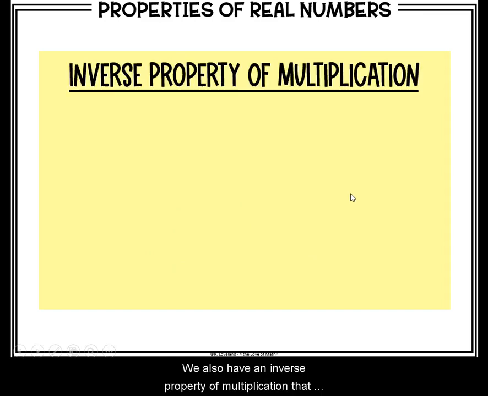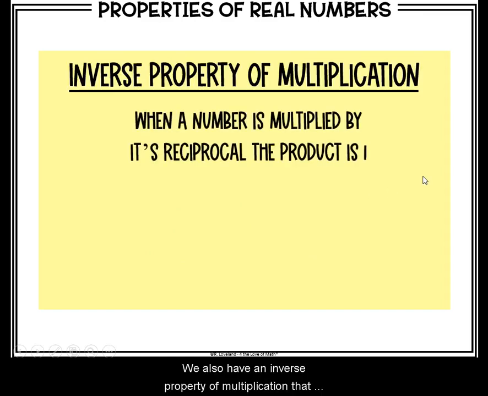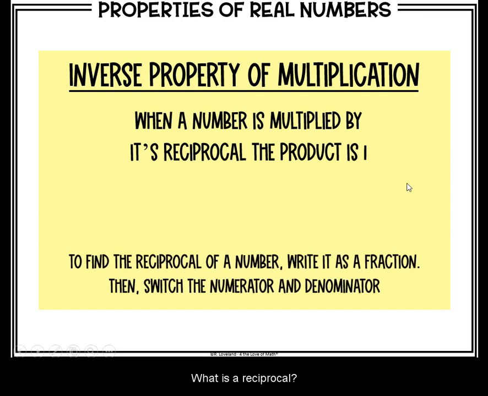We also have an inverse property of multiplication. That tells us that when a number is multiplied by its reciprocal, the product is 1. Now what is a reciprocal? To find the reciprocal of a number, we're going to write that number as a fraction, and then we're going to switch the numerator and denominator.